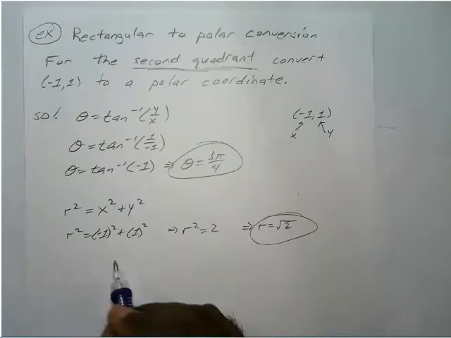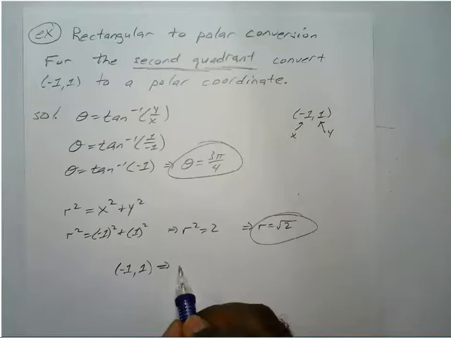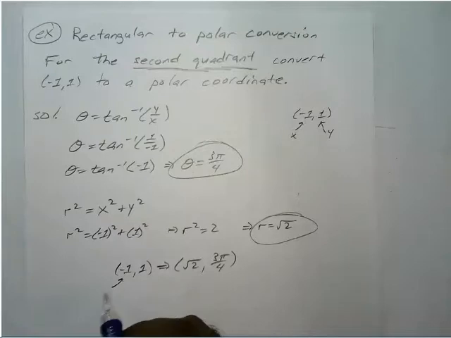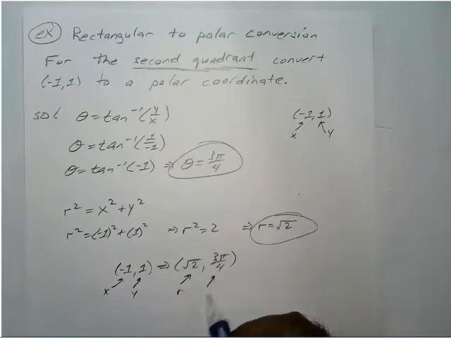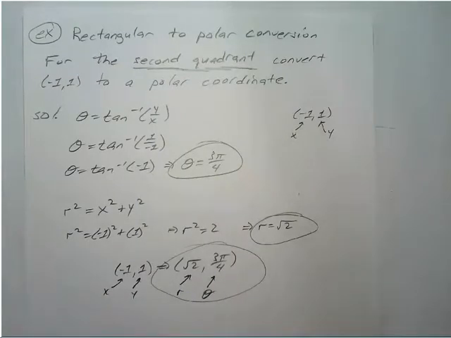So we know that (-1, 1) converts to (square root of 2, 3 pi over 4). So your (x, y) converts to your (r, theta). Hopefully that makes sense.